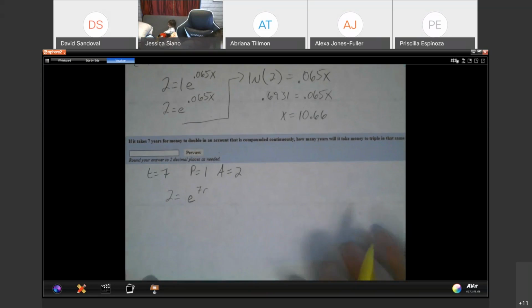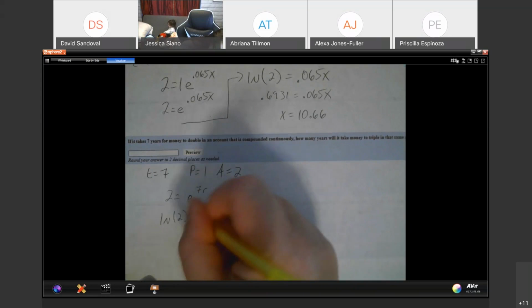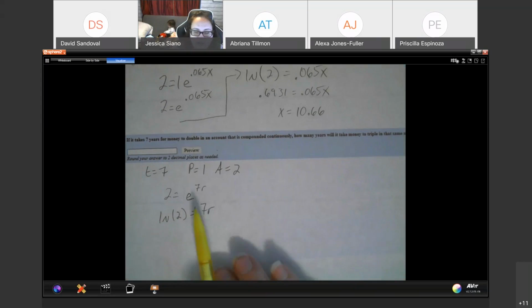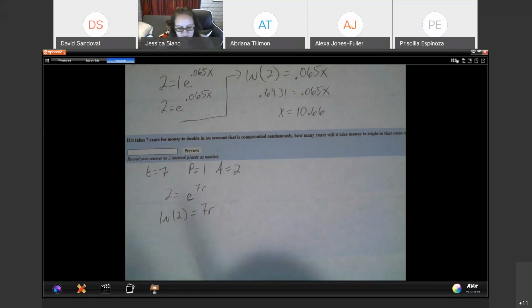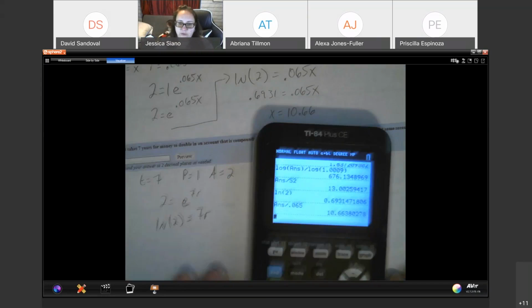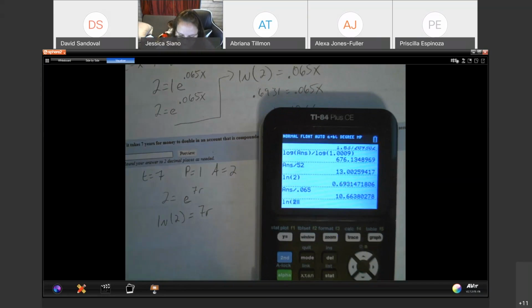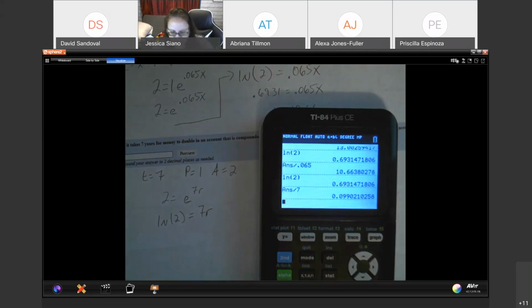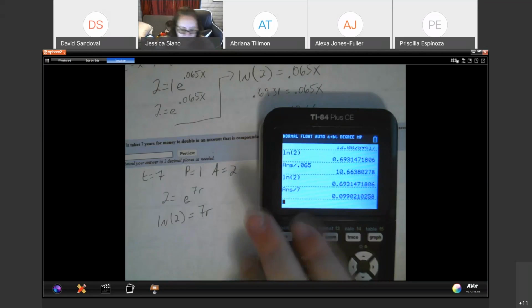So then that would be the ln of 2 equals 7r when I turn this into a logarithm. Log with base e of 2 equals 7r. So then we need the ln of 2, which we did just figure out a second ago, this time divided by 7. So my rate is 0.099.